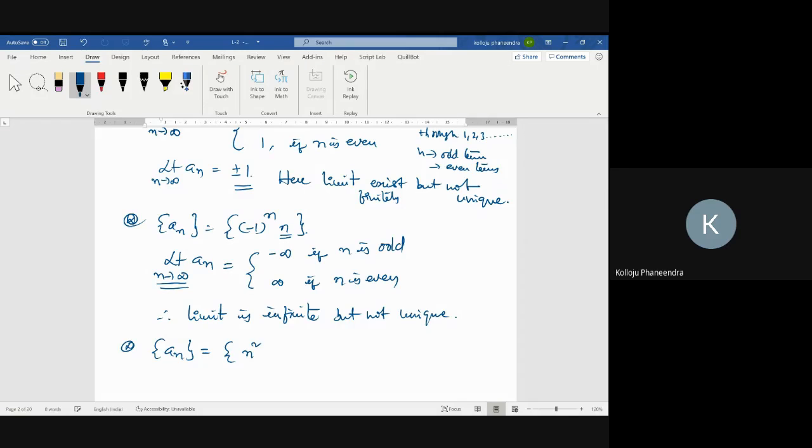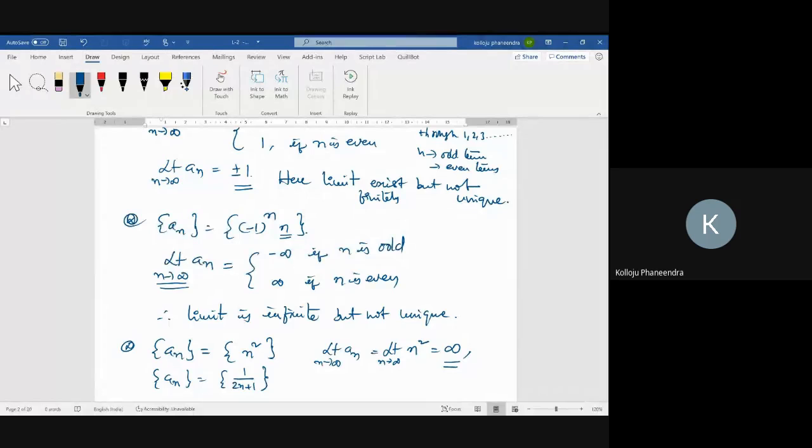Simple example, one can take n square. That is, limit of an as n tends to infinity, what? Limit of n square as n tends to infinity. The limit is infinity and it is unique only. Similarly, you can take 1 by 2n plus 1.